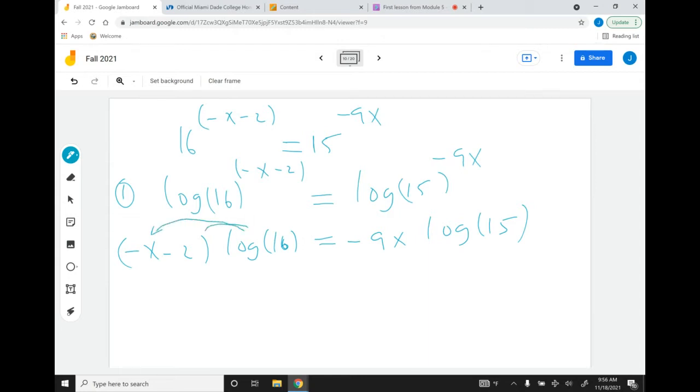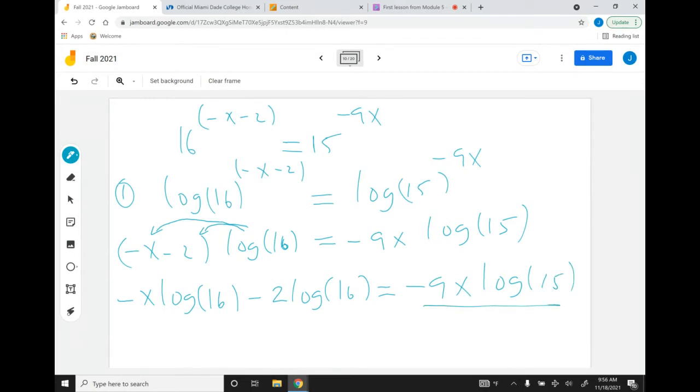So now I'm going to multiply, not to the front. I'm going to distribute that. That's the correct term. I'm going to distribute log of 16, which is a number. And I'm going to end up with negative x log of 16 minus 2 log of 16 equals negative 9x log of 15.